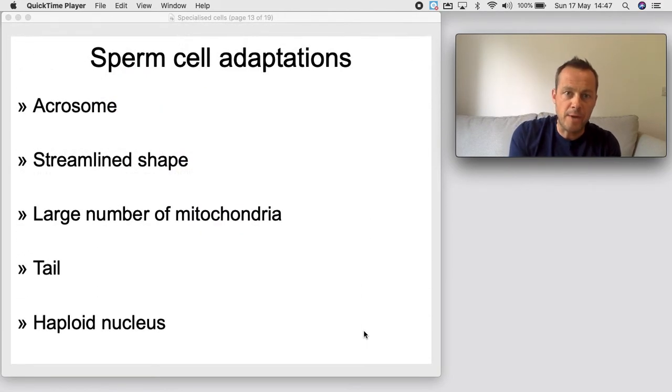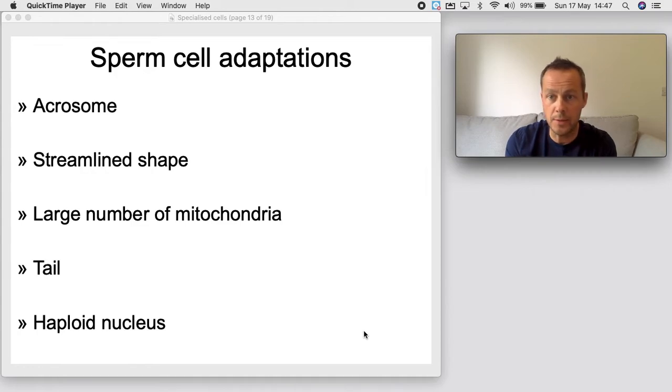Now, if we have a look at those cellular adaptations, the sperm cell has something called an acrosome, which is on its head. It has a streamlined shape. It has a large number of mitochondria. It has a tail, and it has a haploid nucleus.